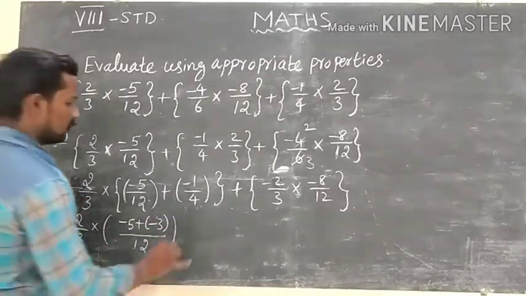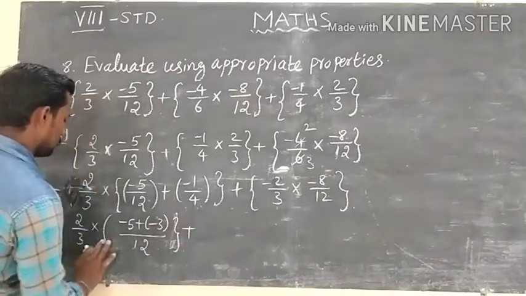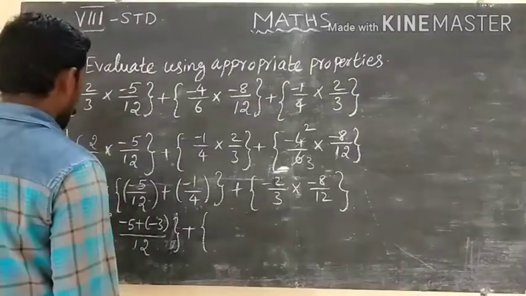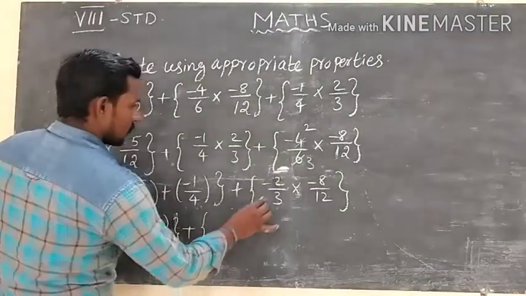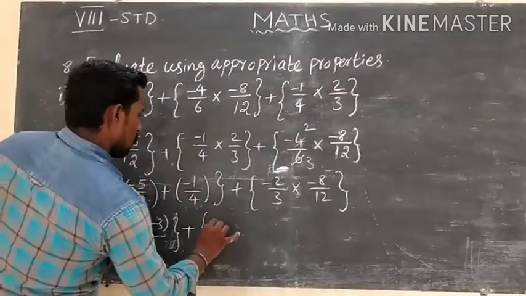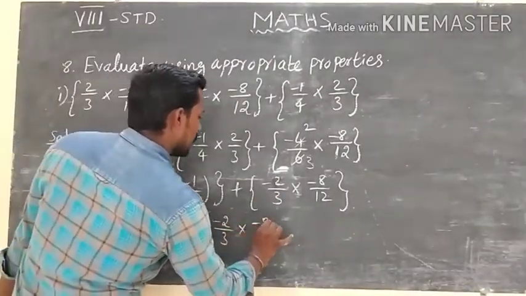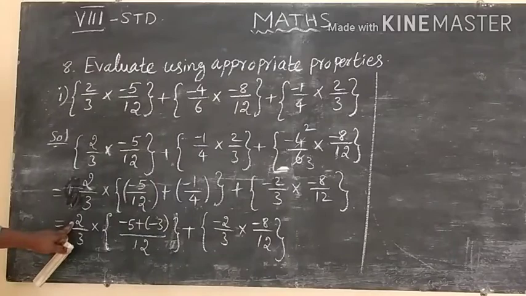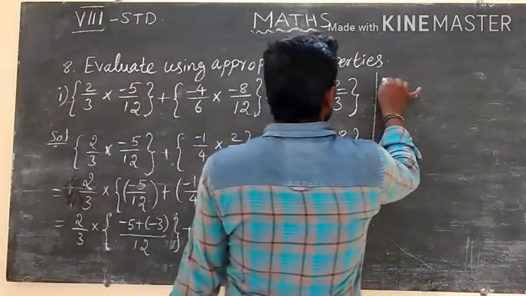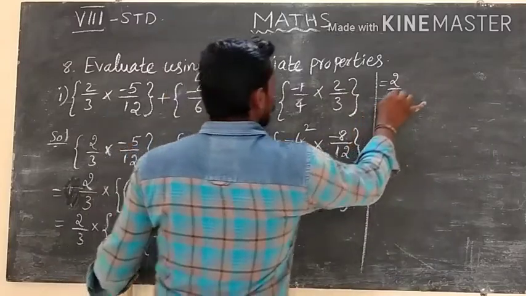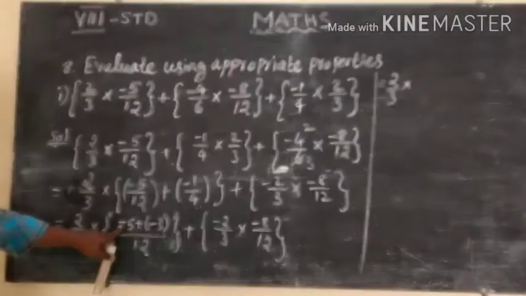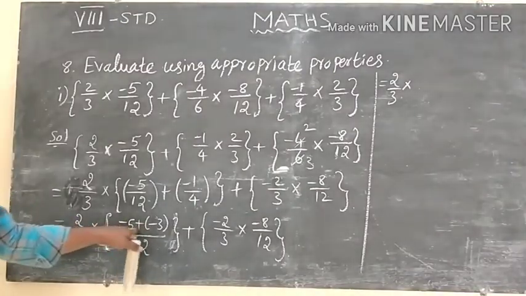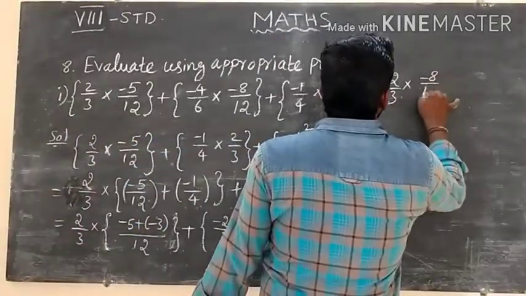Okay, directly I write plus... this is minus 2 by 3 into minus 8 by 12. That's all. Next, the second step: equal to 2 by 3 into, the simplification, minus 5 minus 3. So addition of like signs is equal to minus 8, minus 8 by 12.